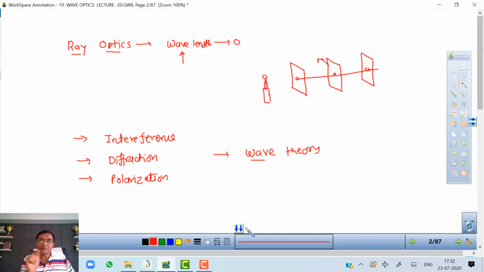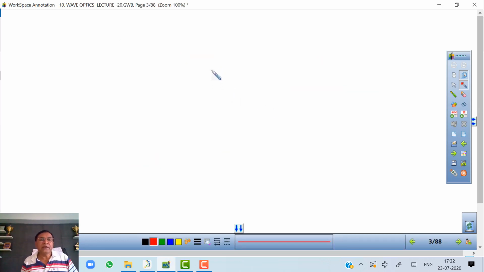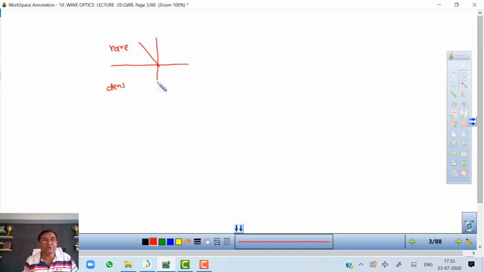You have to mark important lines, important words. A few things I tell you. In the beginning, we know that when you have a rarer medium and a denser medium, and light enters from rarer to denser, we already discussed in ray optics, it deviates toward the normal. If this is rarer, then it goes away.